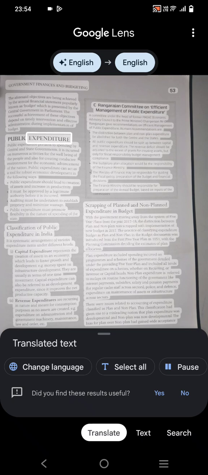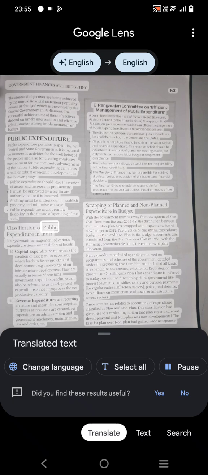Public expenditure. Public expenditure pertains to spending by central and state governments. It is incurred on numerous activities for the well-being of the people and also for creating a conducive environment for the economic advancement of the nation. Public expenditure can act as a tool for robust economic development in the following ways. Public expenditure should lead to creation of assets and increase in productivity. It must be approved by a legitimate authority before it is incurred. Auditing must be undertaken to establish propriety and minimize wastage. Public expenditure must promote flexibility in the nature of spending of the state.